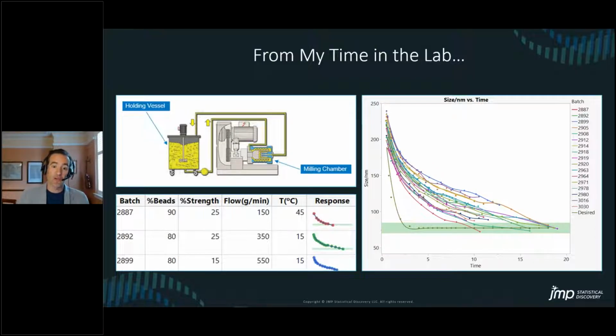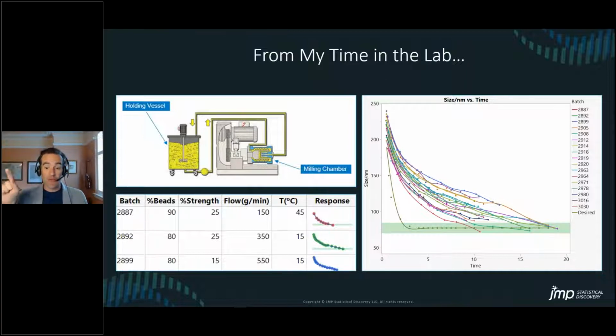This is a case where you've got multiple factors. You've got things like the volume of milling chamber that you fill with beads. You've got the strength of the pigment dispersion. You've got how quickly you flow the material through, and you've got a temperature. You can hold the vessel at a certain temperature, which will affect the viscosity and therefore affect the milling performance. So we're trying to understand how varying these factors will vary our ability to get the particle size into the target specification.